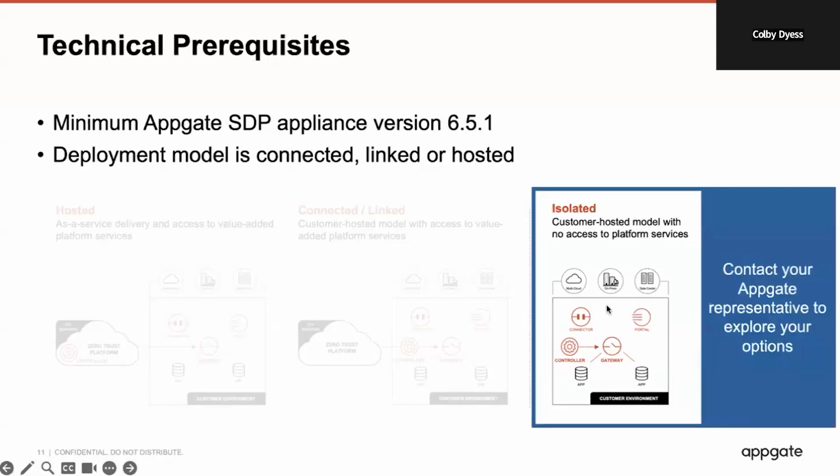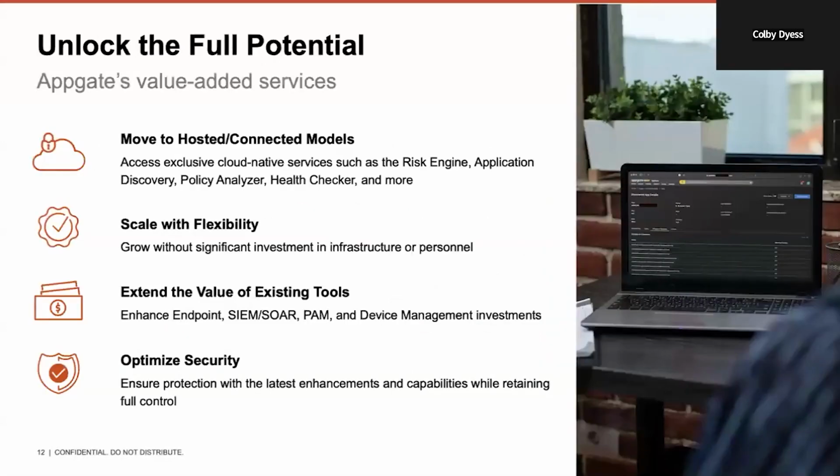Then what I recommend is that you connect with your Appgate representative who can help describe how you can link to ZTP for no charge, as well as the benefits of some of the additional services, application discovery being just one of them. In fact, to unlock the full potential of Appgate SDP, there's the application discovery service. That is just one example of our commitment to our customer security.